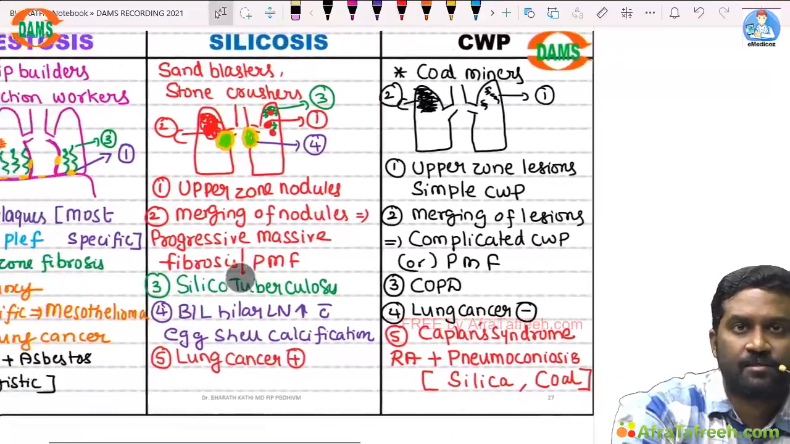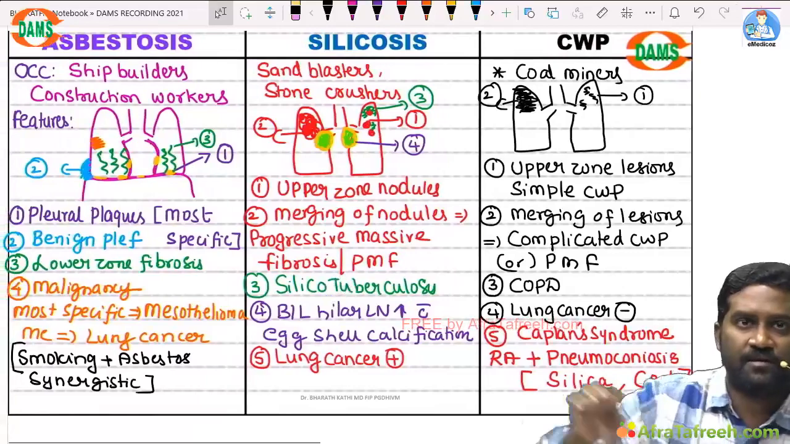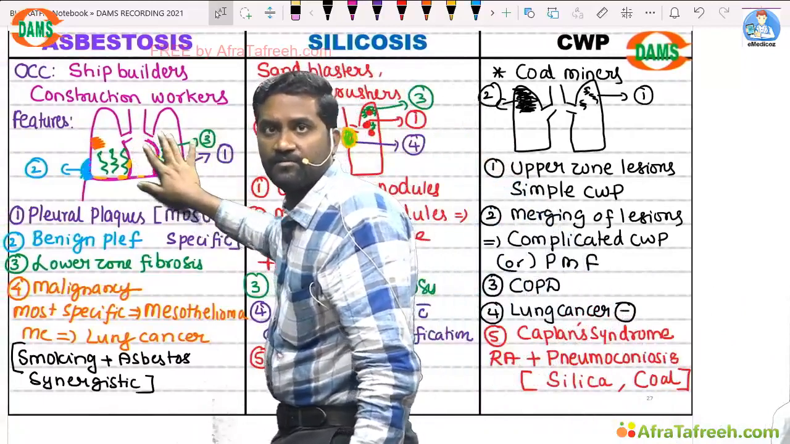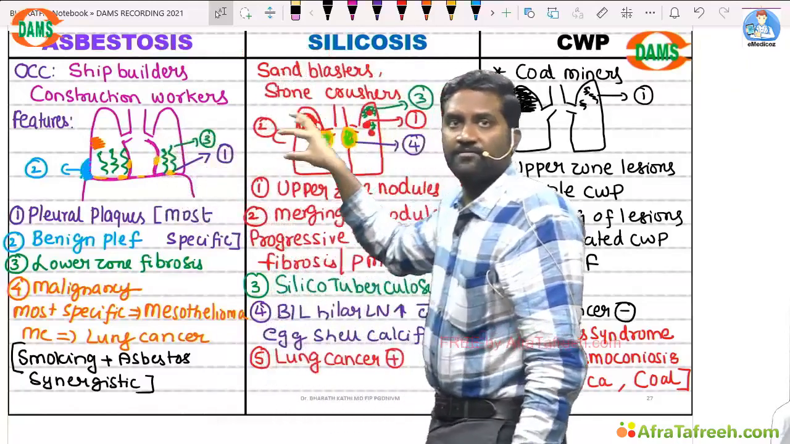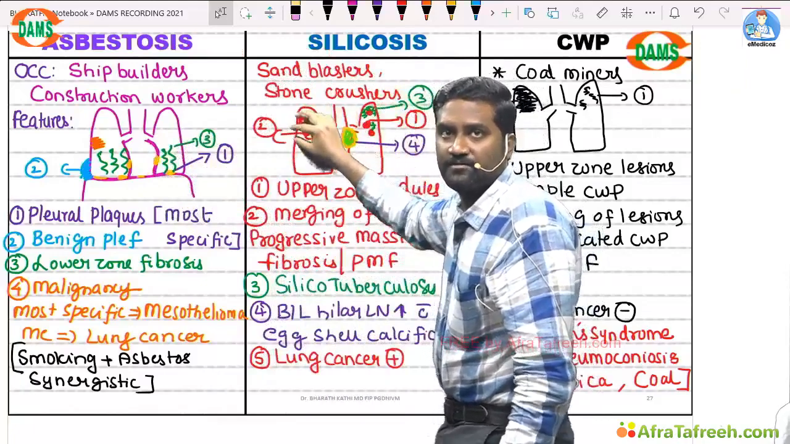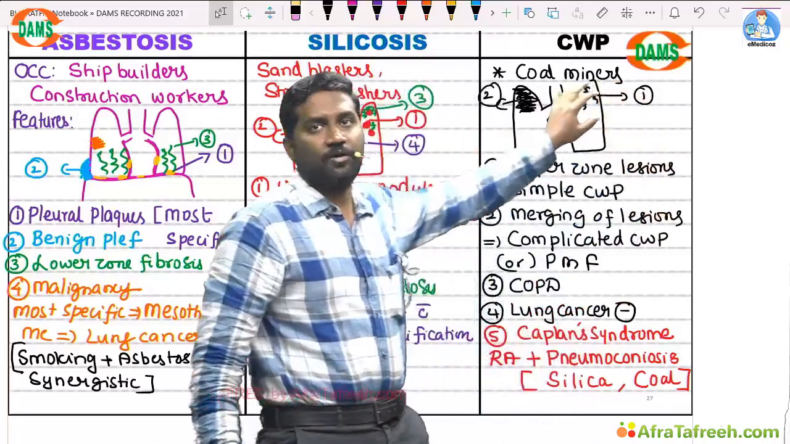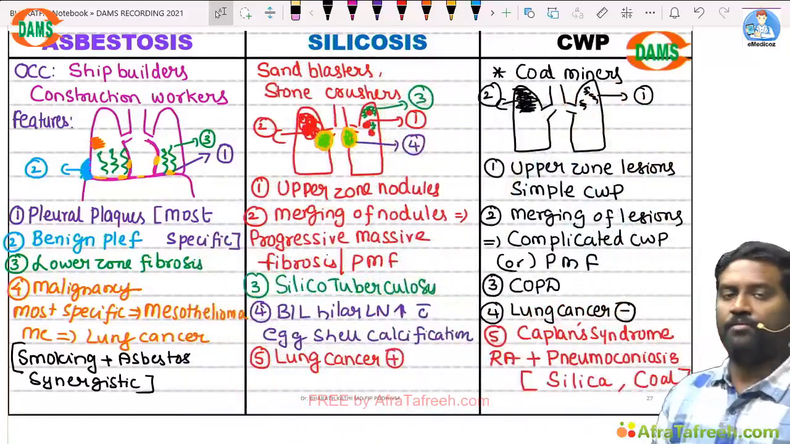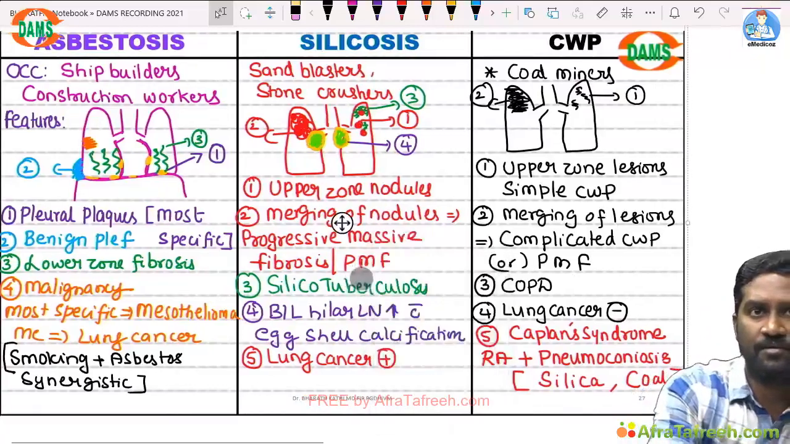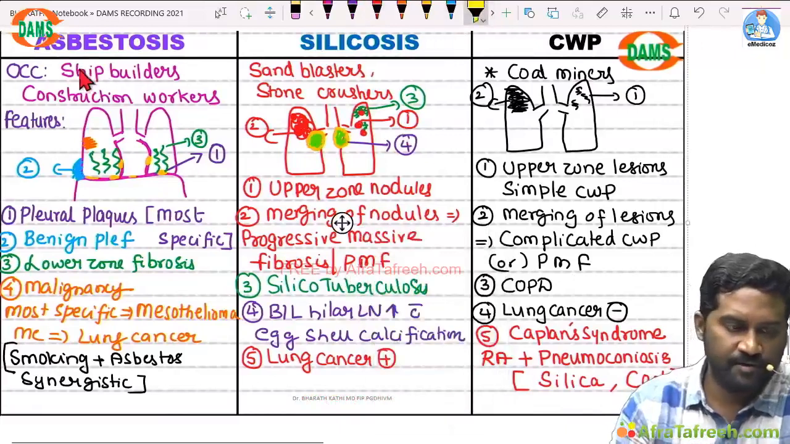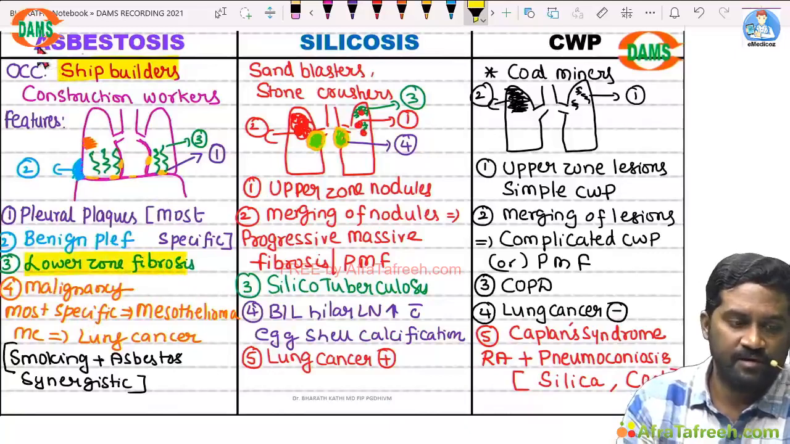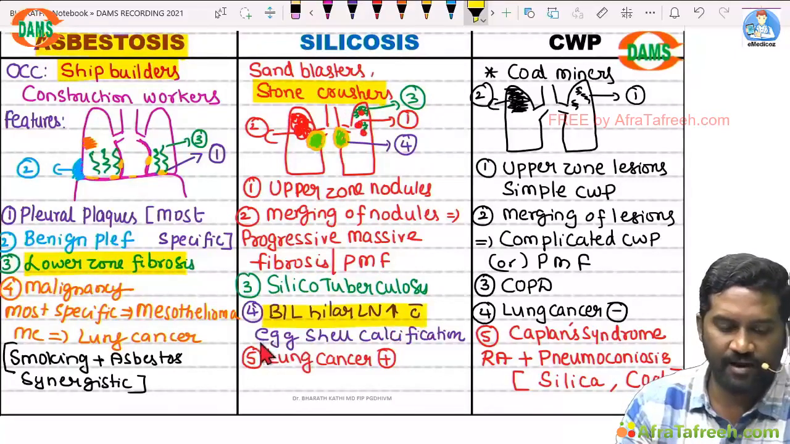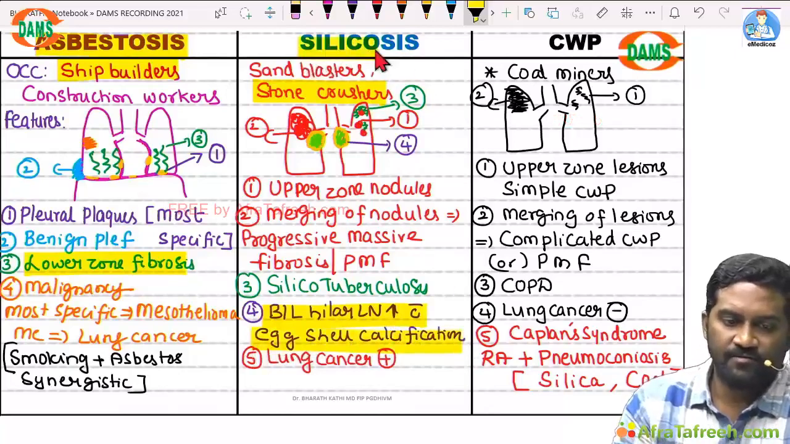Now if you see this table, asbestosis is predominantly a lower zone disease. You can see in asbestosis the lower zones are predominantly involved, whereas silicosis is predominantly an upper zone disease. Coal workers pneumoconiosis is also predominantly upper zone. So in the exam, if they ask you shipbuilder, lower zone fibrosis, answer automatically asbestosis. A stone crusher, there is hilar lymph node enlargement with eggshell calcification, your answer should be silicosis.